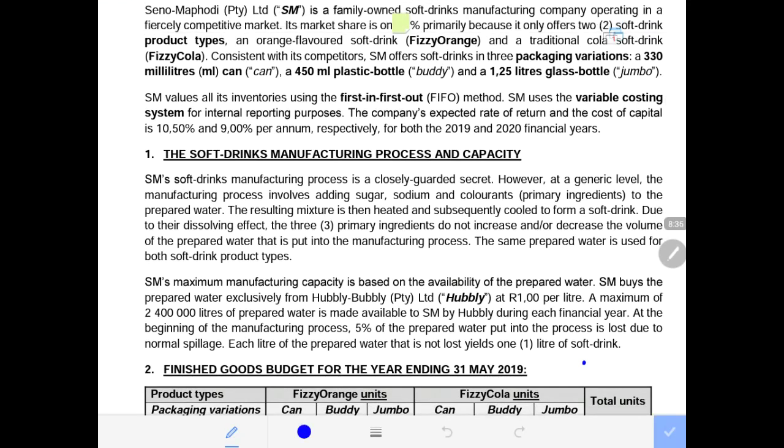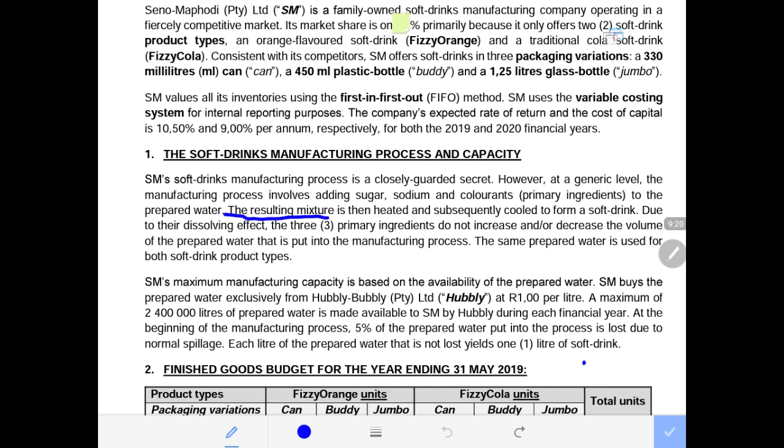The soft drink manufacturing process and capacity. SM's soft drinks manufacturing process is closely guarded as a secret. However, at a generic level, the manufacturing process involves adding sugar, sodium, and colorant. So these are the ingredients that they add as their primary ingredients to the already prepared water. Meaning they have prepared water, and to that prepared water they add sugar, sodium, and colorant. These are their primary ingredients to blend the drinks that they are selling.